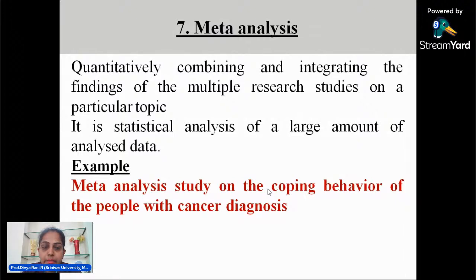Next one is meta-analysis. In meta-analysis, you combine the results of many studies related to a particular topic. Then you do a statistical analysis and you get the result. Then you call it meta-analysis.